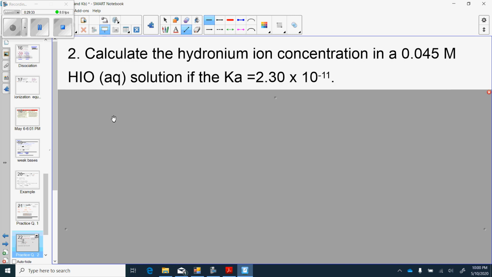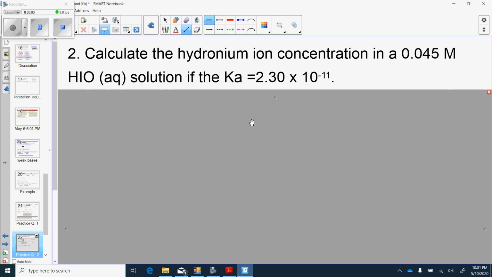Calculate the hydronium ion concentration in a 0.045 molar HIO aqueous solution if the Ka is 2.30 times 10 to the -11. So these are the types of questions you're going to find on your assignment. So hydronium ion, we're looking for H plus. We know the concentration of our starting. We know it's a solution. We know it's an acid, Ka. Also, it starts with an H. Okay, so we know we're talking about an acid.